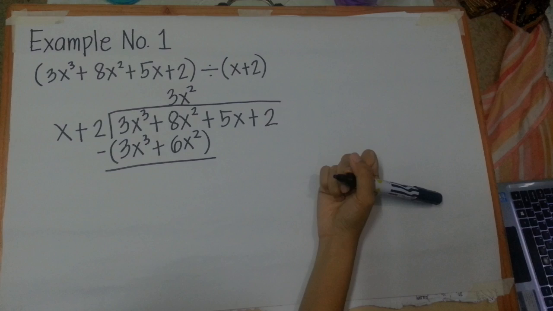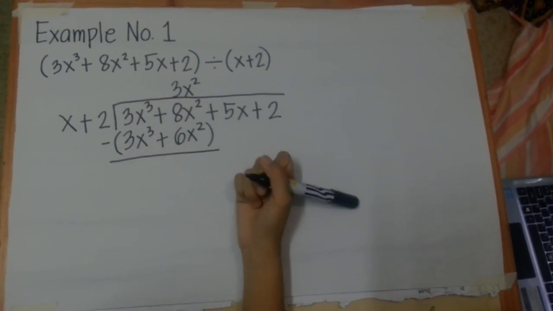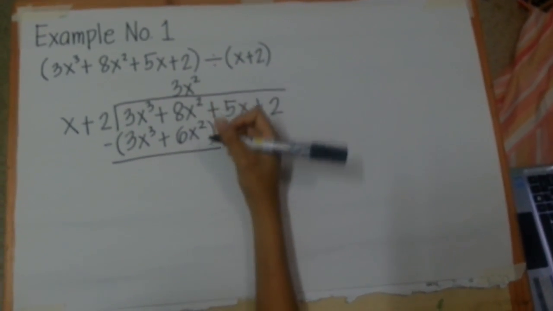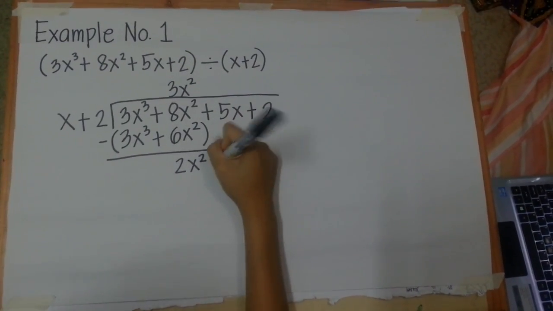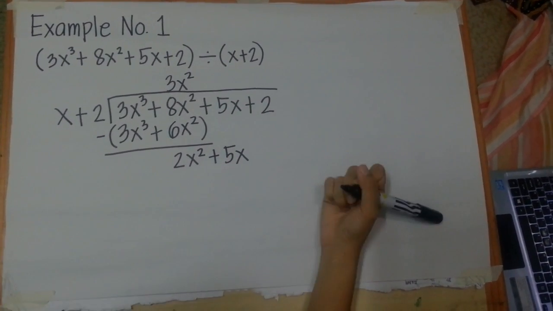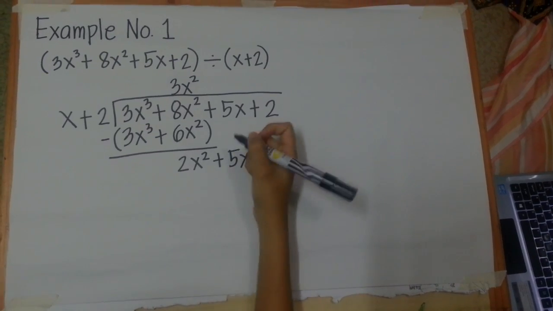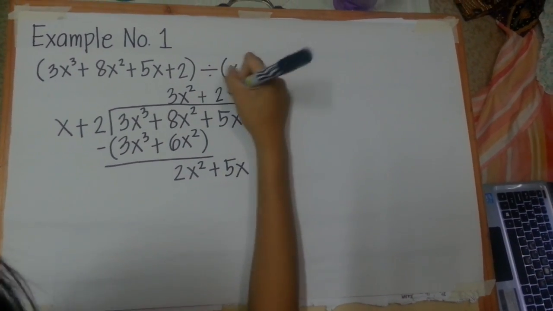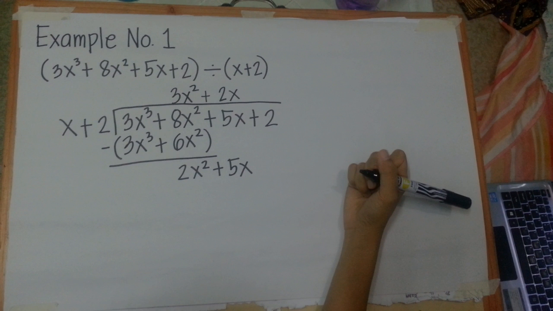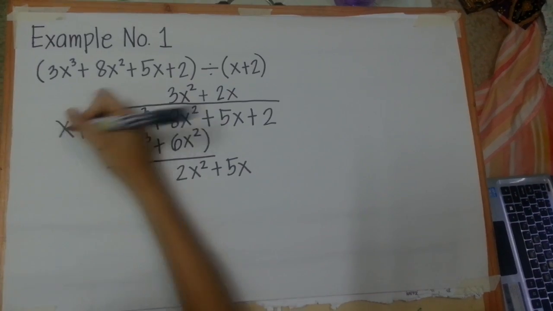Now, let's go back to our example. 3x cubed minus 3x cubed is equivalent to 0. 8x squared minus 6x squared is equivalent to 2x squared. Bring down 5x, and now we have a new polynomial. Repeat the 3 steps. What would you multiply with x in order to get 2x squared? That would be 2x. Multiply 2x with the divisor.